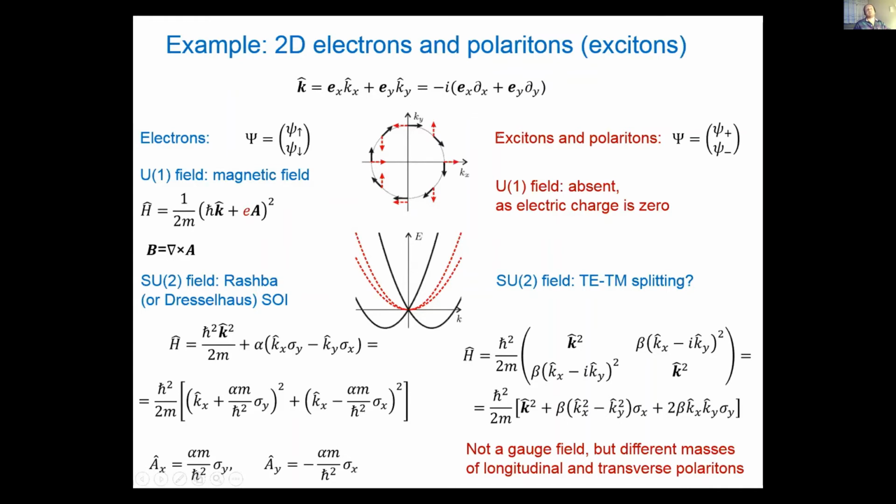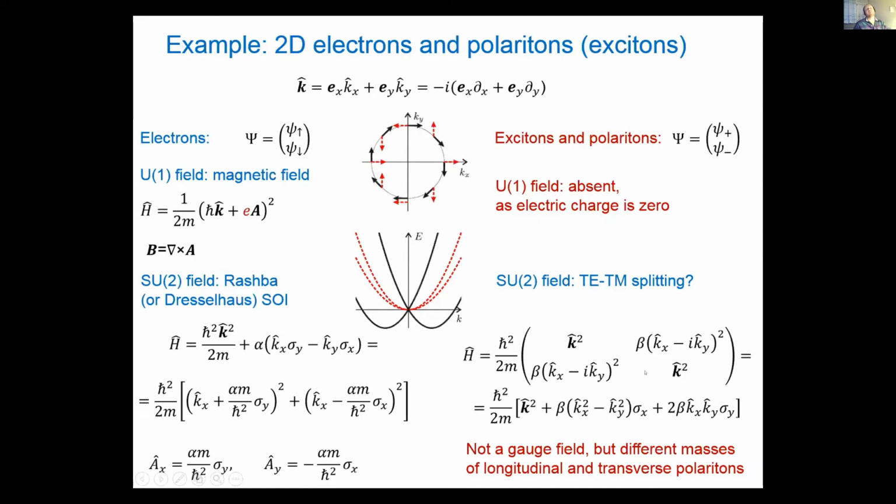So what about polaritons? For polaritons, if we just consider one two-dimensional case, there is no possibility to introduce a U(1) gauge field, so magnetic field will not play this role because the charge of the polaritons and the charge of the excitons is zero. So what about SU(2) gauge fields? Polaritons have TE-TM splitting, and it is generally said that TE-TM splitting for polaritons represents an analog of spin-orbit interaction for electrons. This is not fully true, and the reason is the different symmetry of the effective magnetic field created by Rashba-Dresselhaus spin-orbit interaction and the effective magnetic field created by TE-TM splitting.